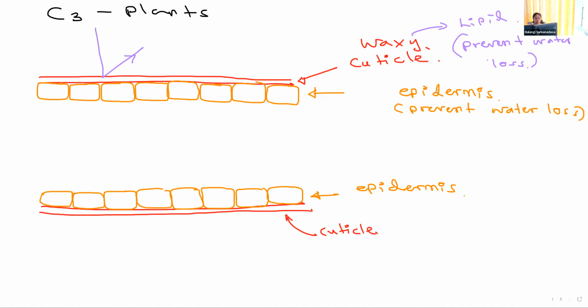Can you label the epidermis? There's one at the top and there's going to be one at the bottom. So the top one is the upper epidermis. The bottom one is the lower epidermis. Right? If you want, you can say upper waxy cuticle, lower waxy cuticle, right?